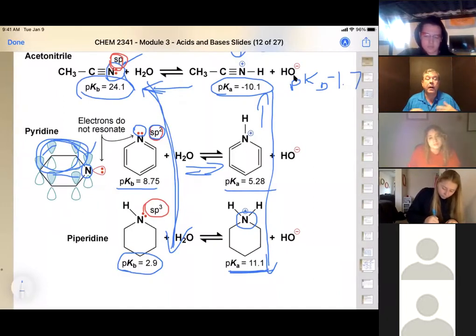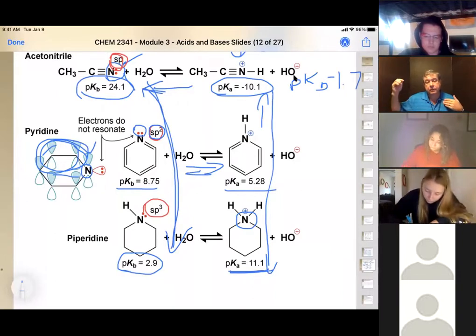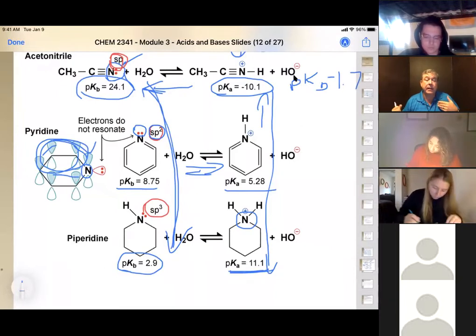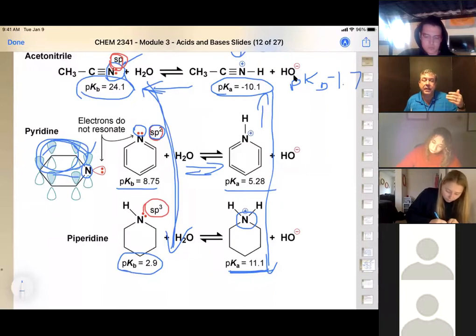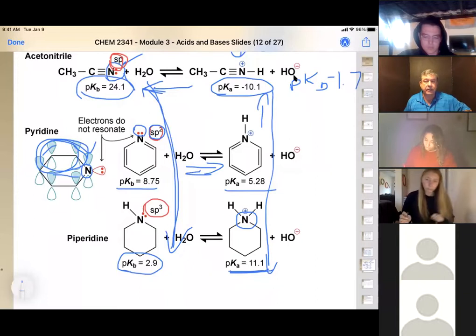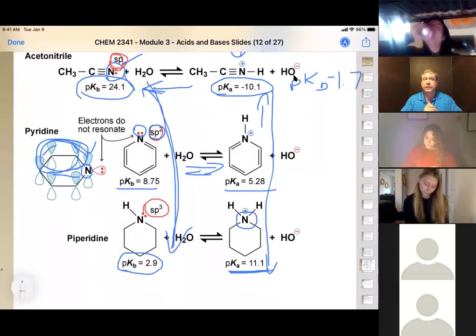Okay, so in our hybridization of acids, sp is most acidic, sp2 is in the middle, and sp3 is the least acidic. In this case, our sp is the least basic, our sp2 is our intermediate, and our sp3 is our most basic. So see how those are equal and opposite, and our trending agrees with our hybridization as well. Okay, do we understand this?